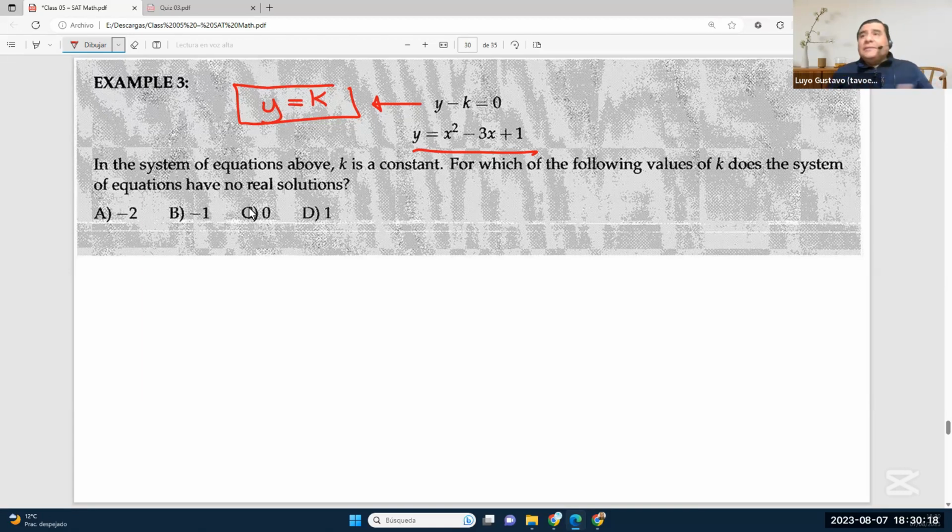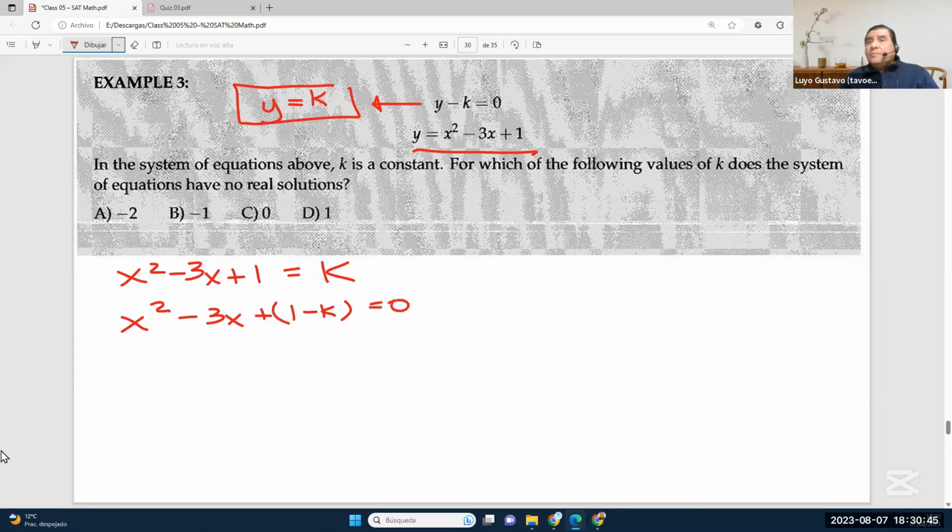So how do we do that? Okay, you can say this. How do we proceed in order to solve what are the intersection points? We normally say, okay, x squared minus 3x plus 1 equals k. So equating everything to 0 would be x squared minus 3x plus 1 minus k equals 0.